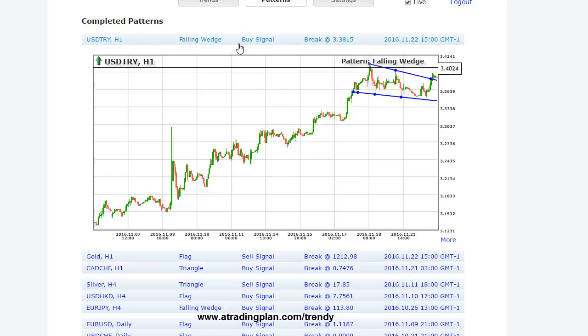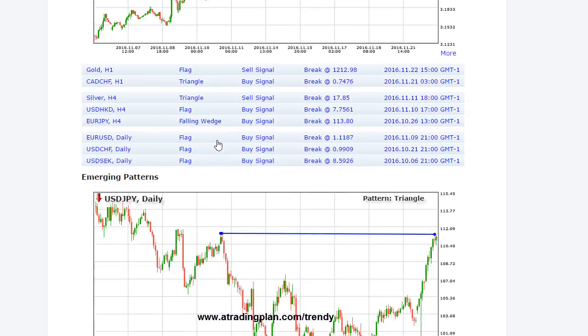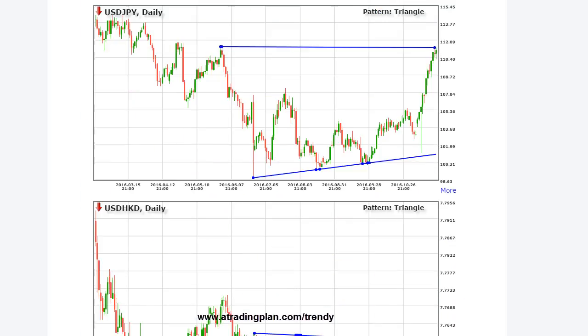USD/TRY, I don't know what that is. It's a falling wedge. It's a buy signal. Again, as you can see, it broke up to the upside. That worked out well if you caught that move.